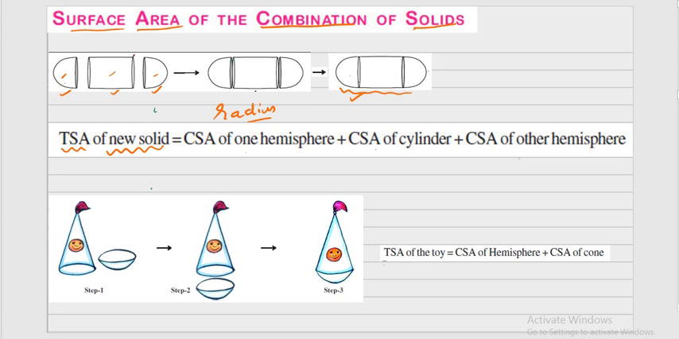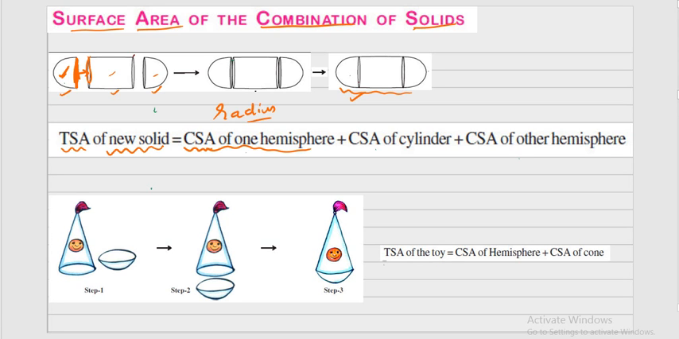Now if you observe this hemisphere, when I stick it with this particular surface, then this particular surface I cannot see, right? If I cannot see this surface, that means this surface area gets vanished. So there is no surface area of this particular hemisphere, that means this base area is missing. So when the base area is missing, we can consider only the CSA, right? So the CSA of one hemisphere.